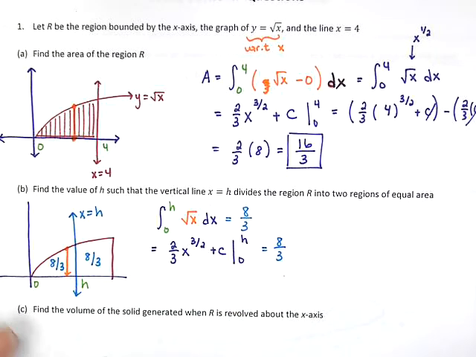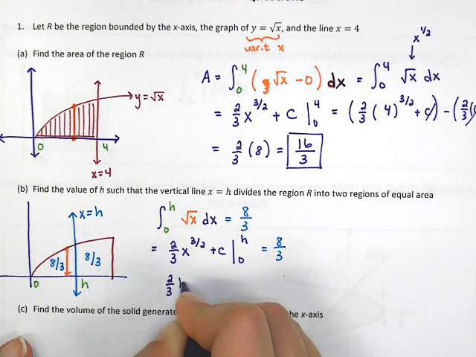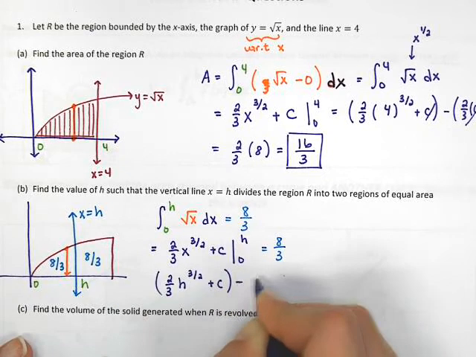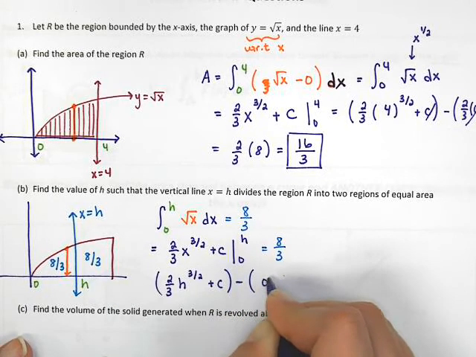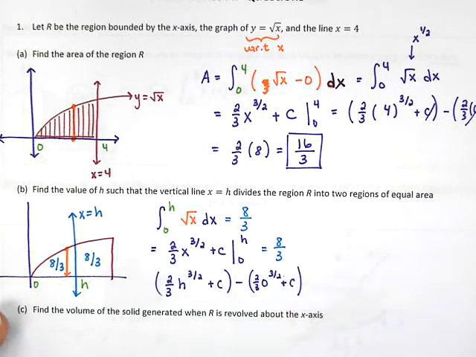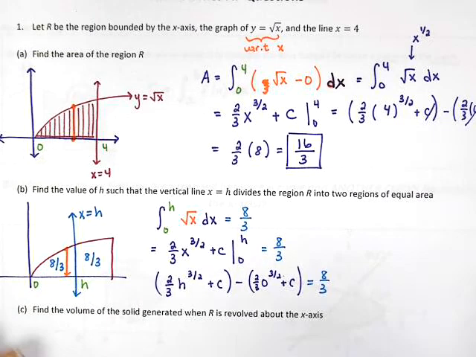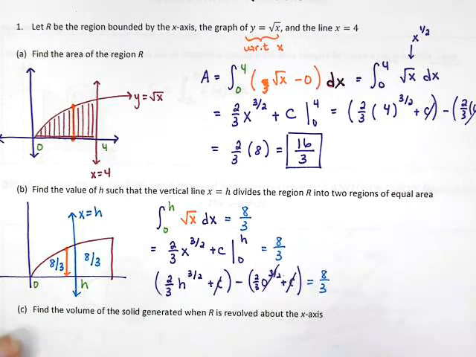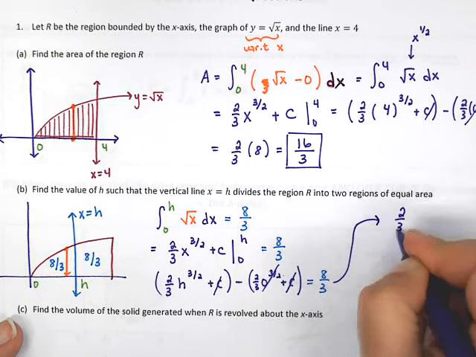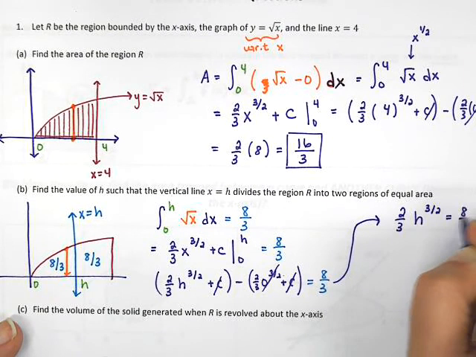Now if I plug in my h and my 0, I'm going to have 2/3 h to the 3/2 plus c, minus 0 to the 3/2 times 2/3 plus c. And I want that to equal 8/3. Once again, the c's cancel, and this is worth 0. So the equation that I'm really trying to solve is 2/3 h to the 3/2 equals 8/3.